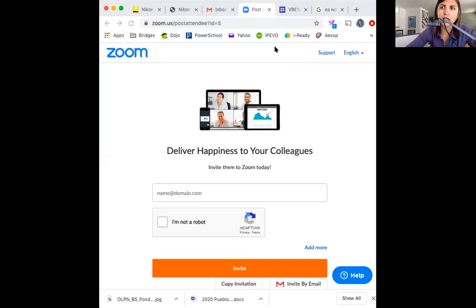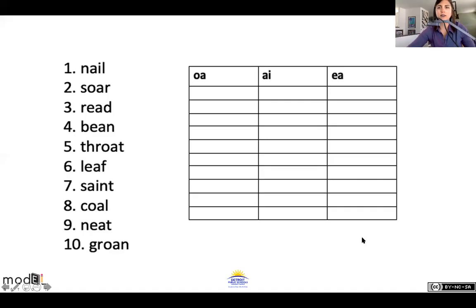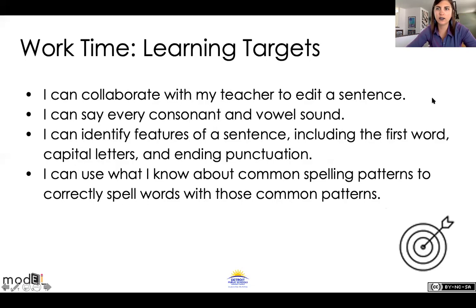All right, back to our slideshow. Oh, we have another learning target. So we have 4 bullet points. Let's take a look at that first bullet point. I can collaborate with my teacher to edit a sentence. Next bullet point, second bullet point. I can say every consonant and vowel sound.